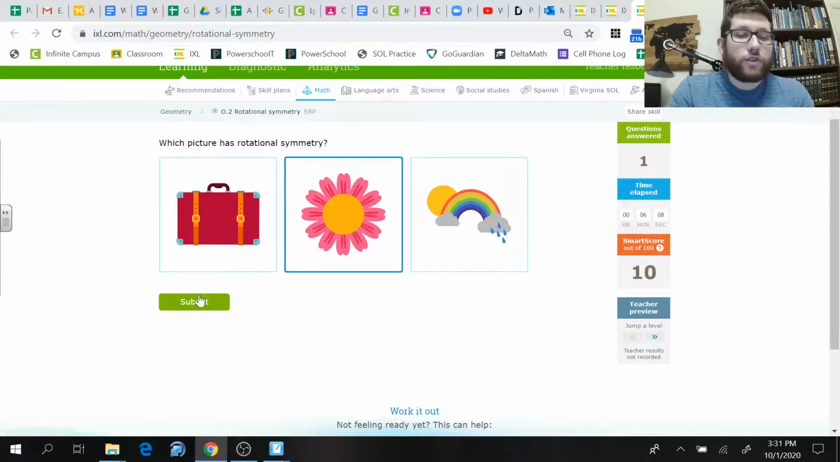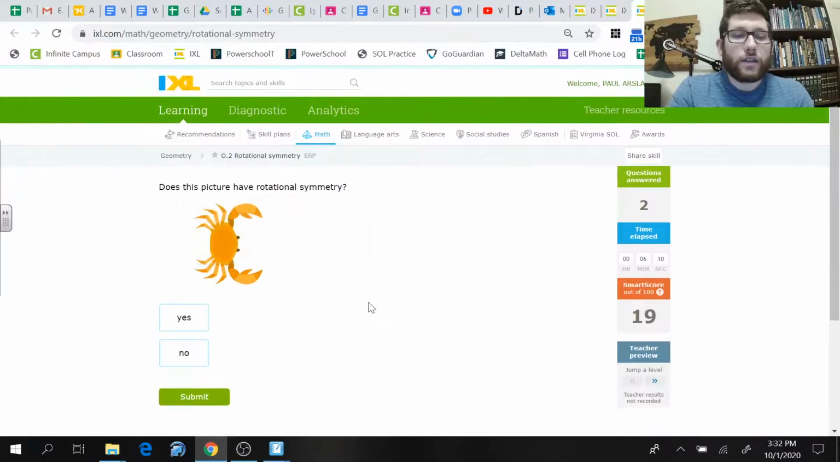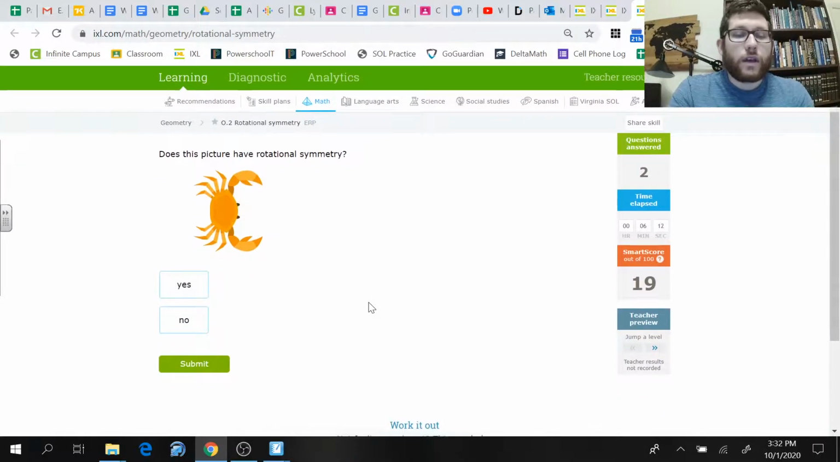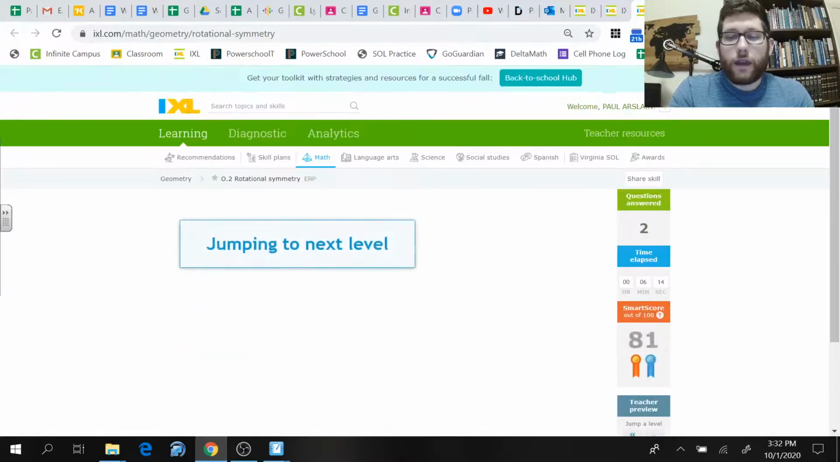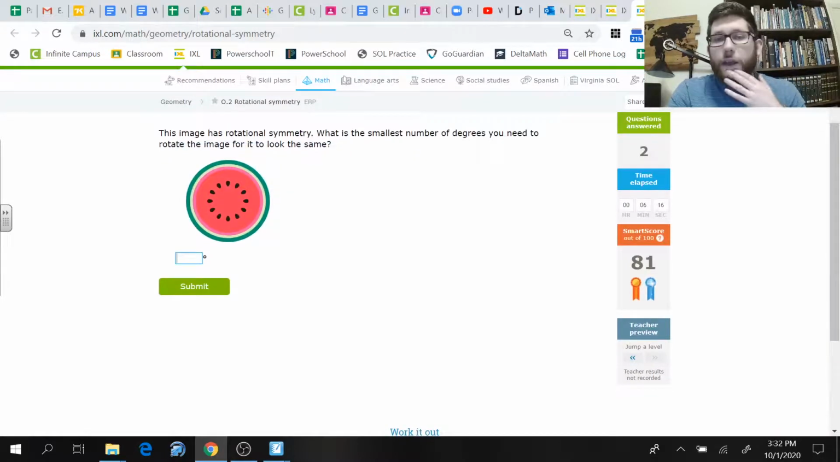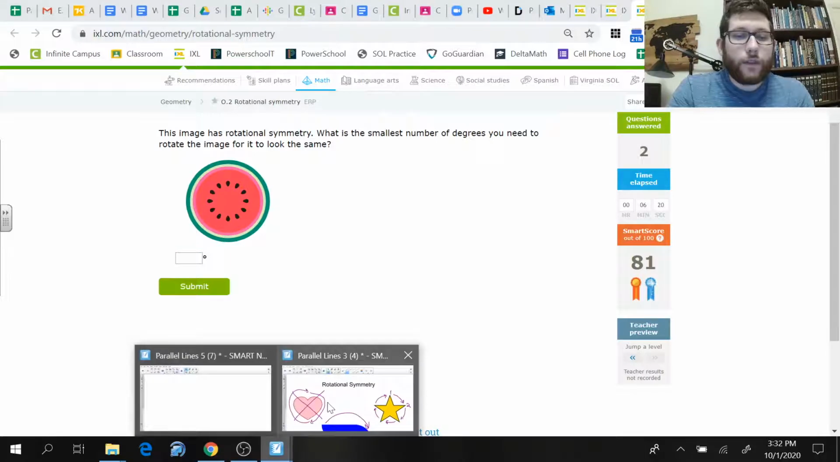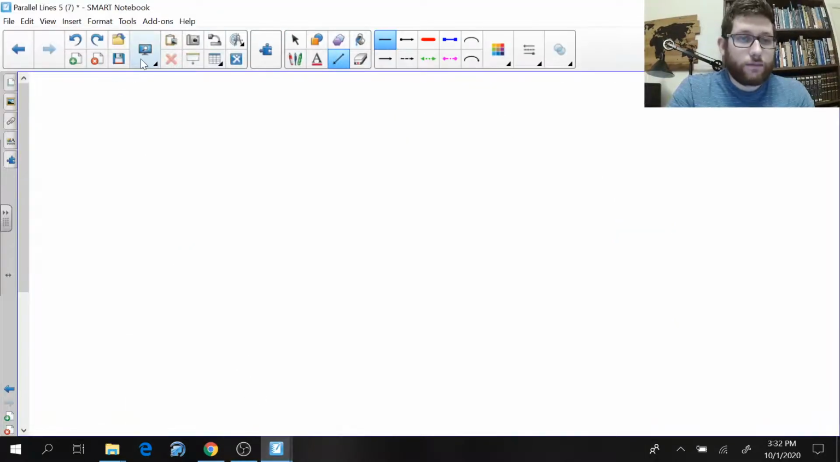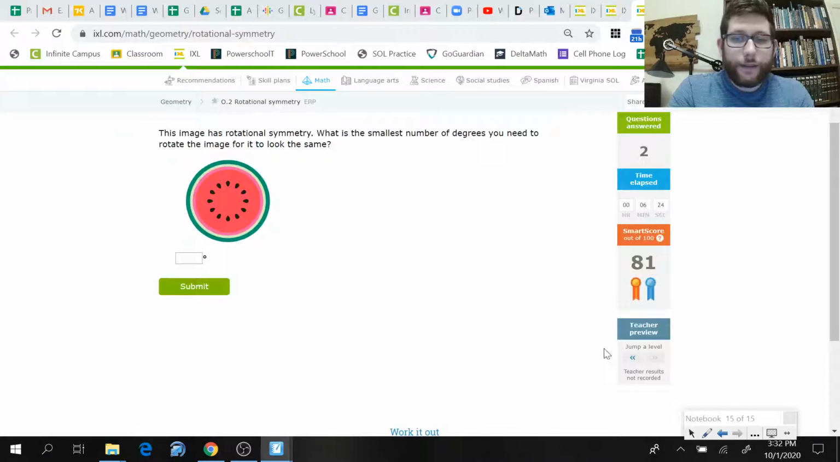So you could keep choosing your different rotational symmetries. This one should be pretty easy to do until you get to 80. Now, I do want you to get this one to 100. Let me just show you what to do here. This is a little bit tricky. And I want to make sure that you have it right.